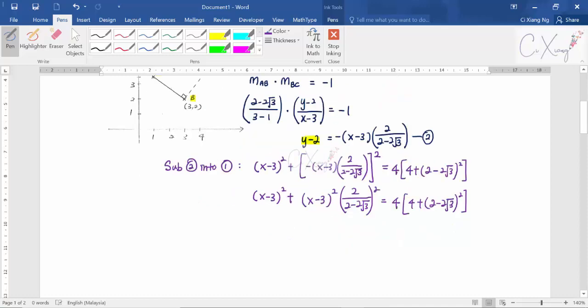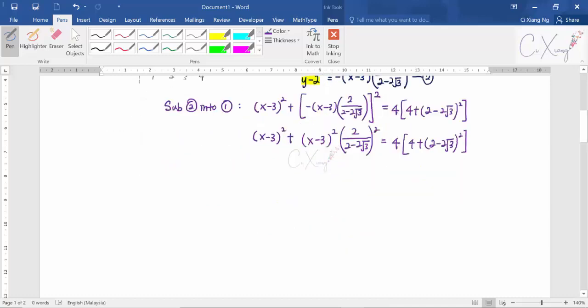Okay, then now your aim is to get the answer for x. So I'm having (x - 3)² here, (x - 3)² here. What I am going to do now is try to factorize out the (x - 3)². So factorize out this one, I'm having 1. Then this one I will just substitute the 2, the square inside, so 2² becomes 4. Then I'm having (2 - 2√3)², equals to 4 plus (2 - 2√3)².